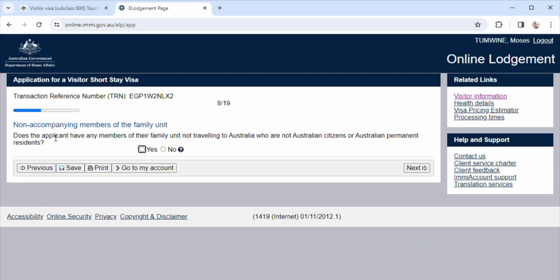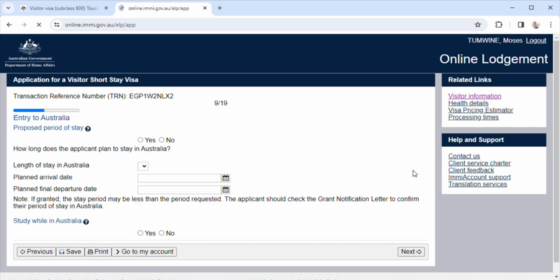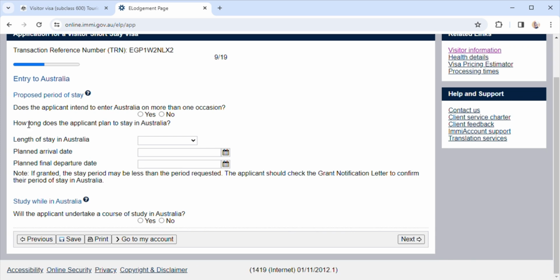So they're asking me, does the applicant have any members of their family unit not traveling to Australia who are not Australian citizens or permanent residents? You say no, because you are going to be traveling alone. Proposed period of stay. Does this applicant intend to enter Australia on more than one occasion? You say no. If you are going to be traveling many times, it's all about you. You choose the one that fits you. But for me, I would say no.